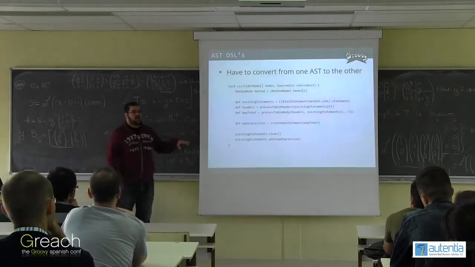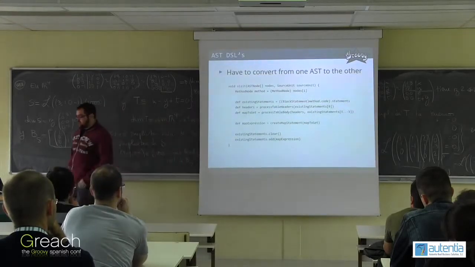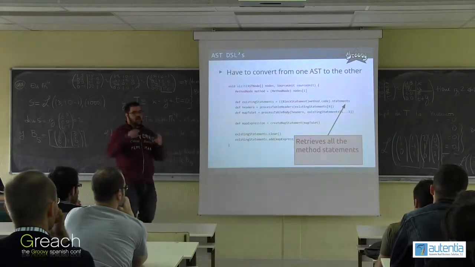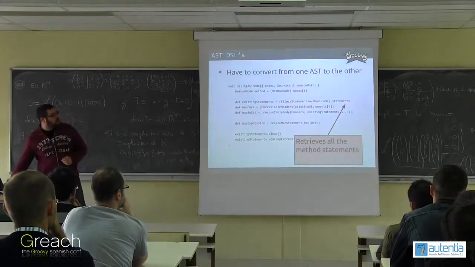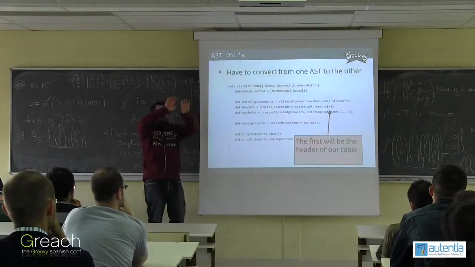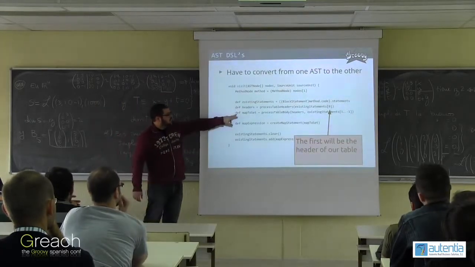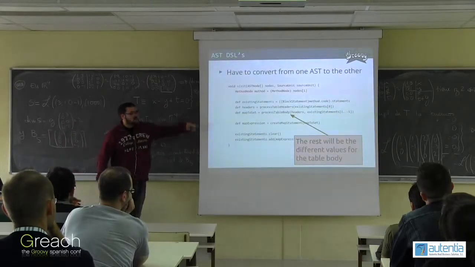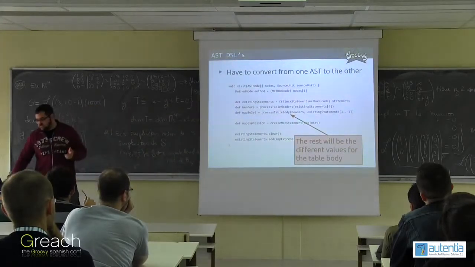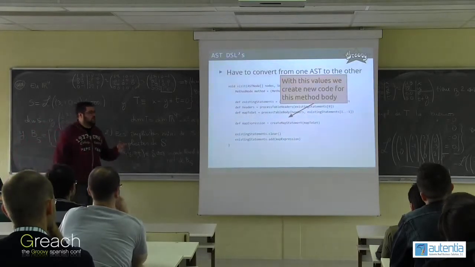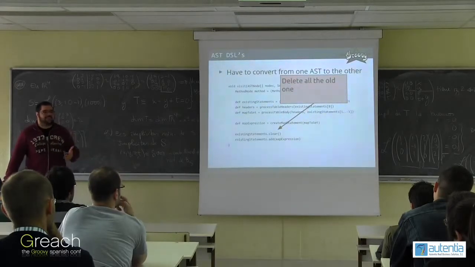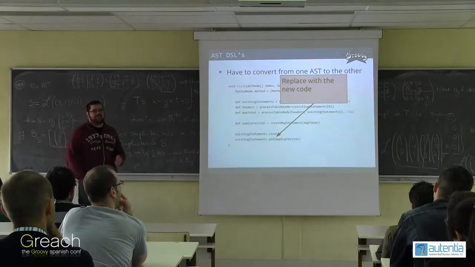This is what the finished transformation looks like. I retrieve all the statements in the original table-like structure, and then from that block of code I extract the header of the table, value 1, value 2, value 3, and then the body. This method will only retrieve the map with the values. That's the only thing that interests us. And then from that data, I create a new AST, delete the old one and put the new one. That's it.